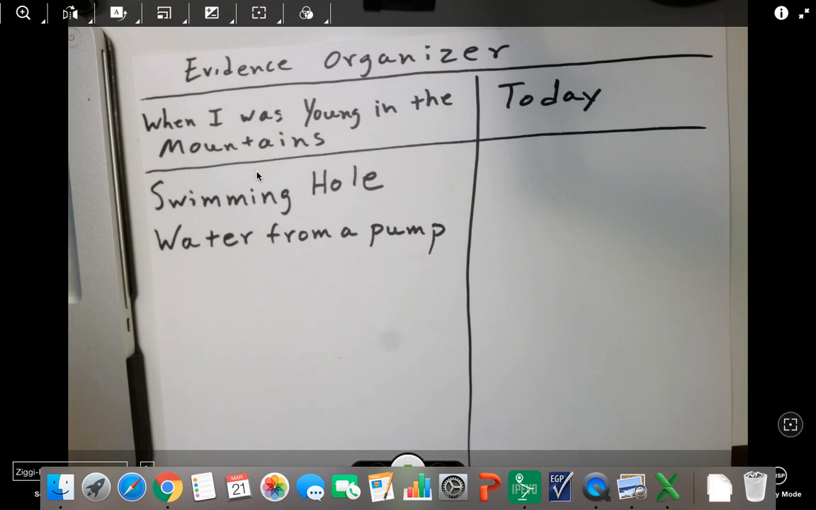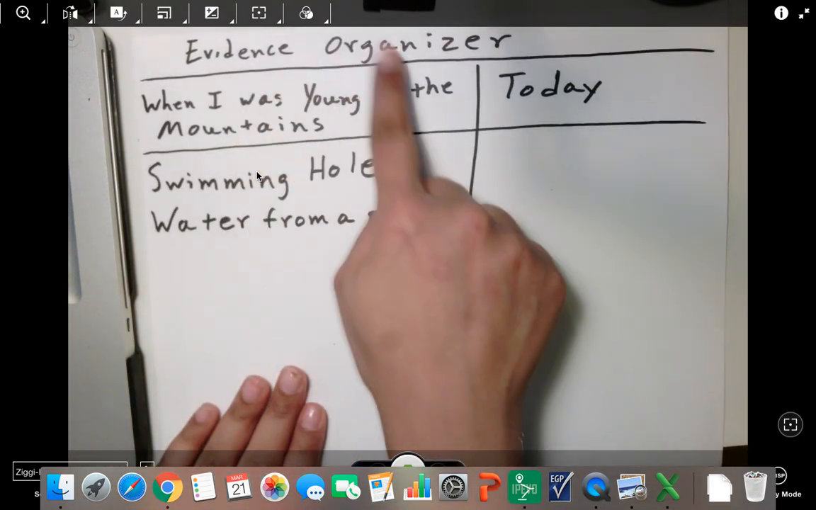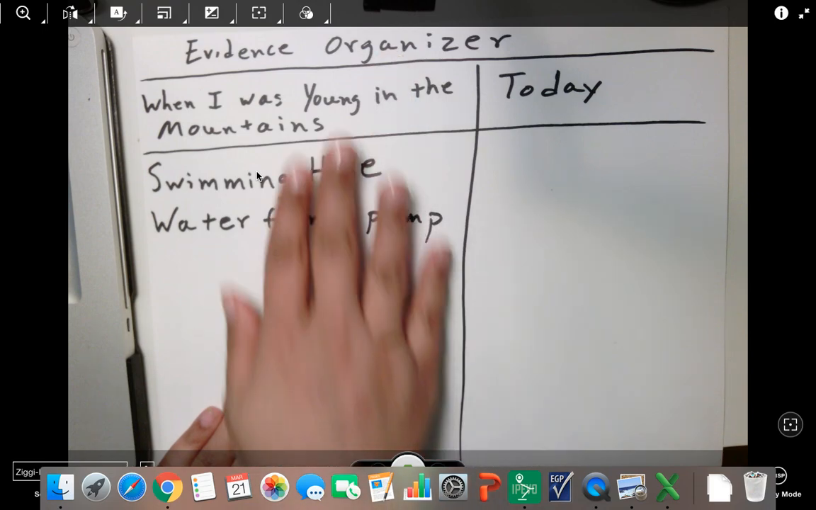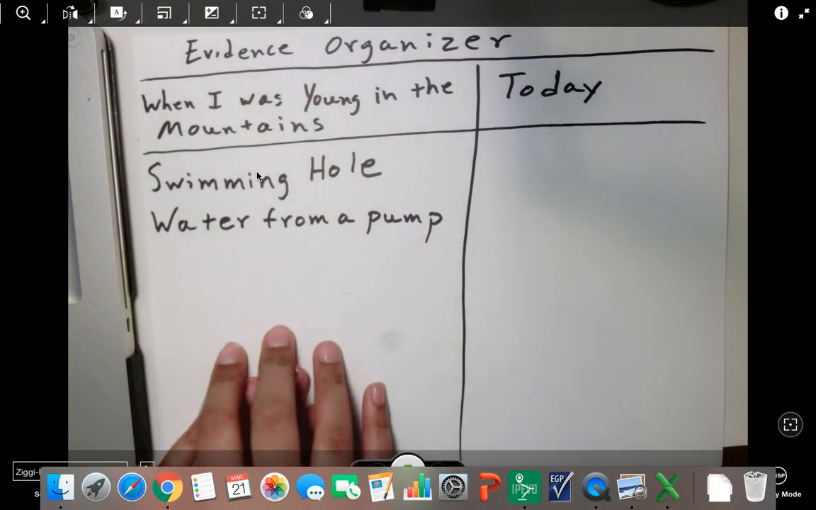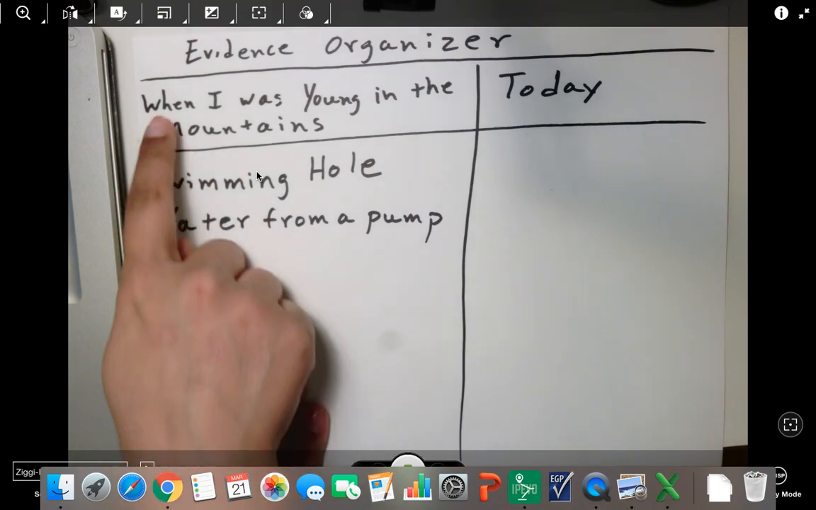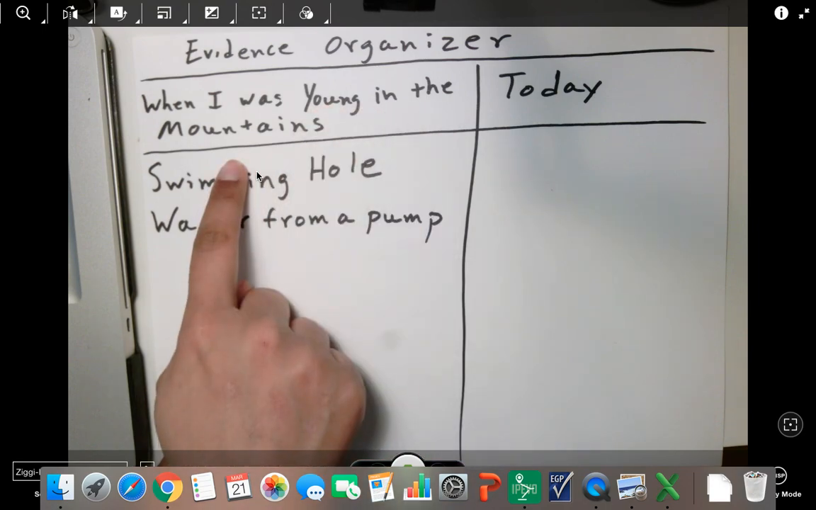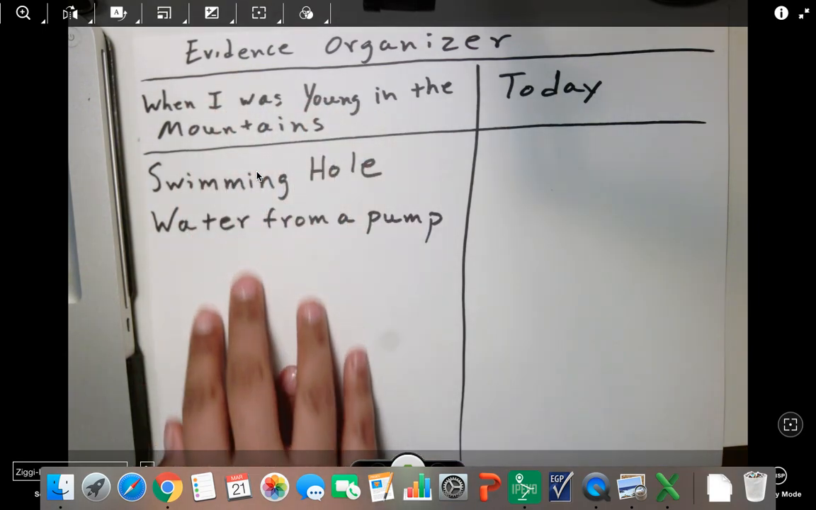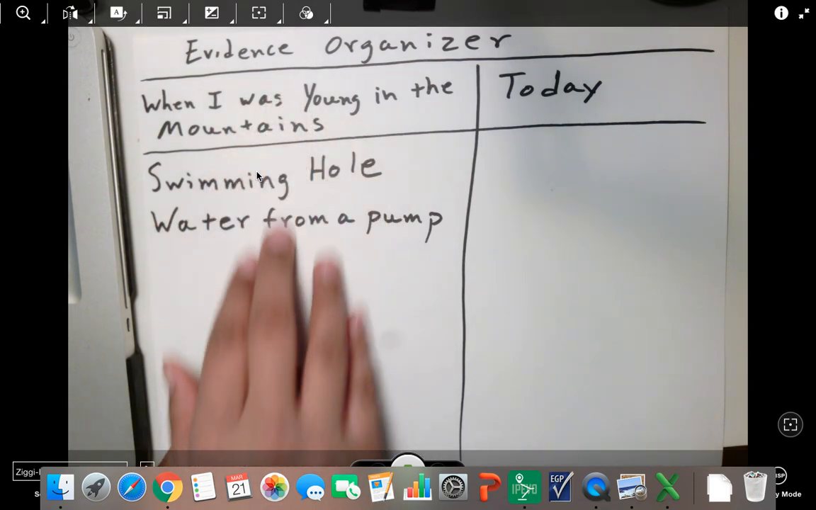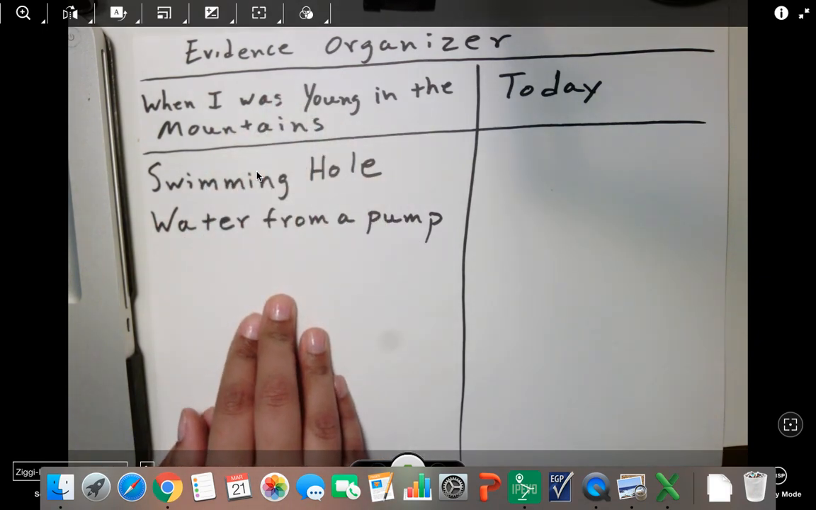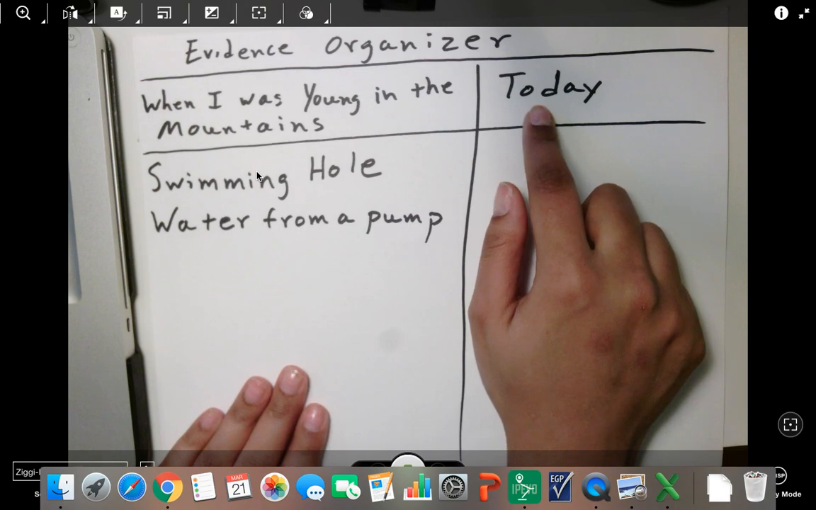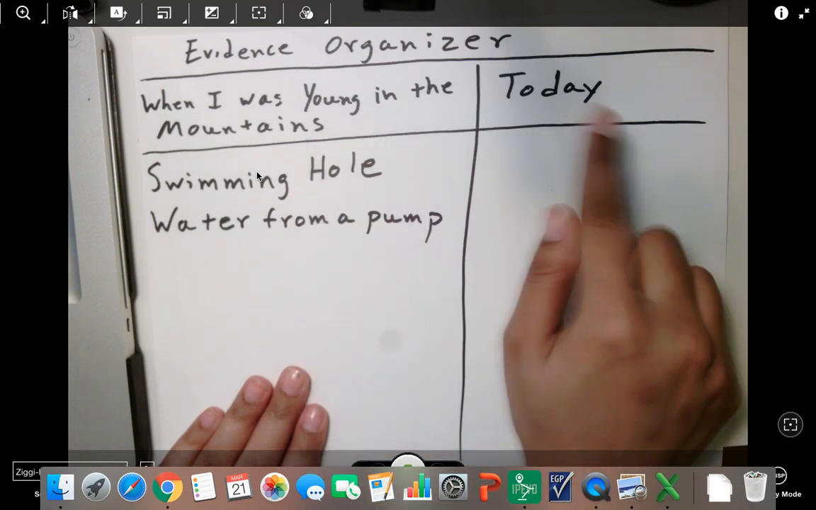So I wrote evidence organizer, right? This is where we're going to write all the things we collect from our story to help with our paper later on. And this says, when I was young in the mountains. So this side is all about Cynthia Ryland and what happened with her when she was young and in the mountains. Today is what we use today as kids, right? Differences from the past to now.